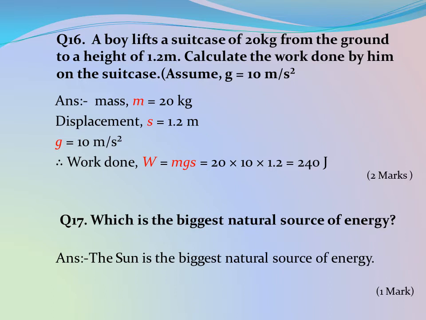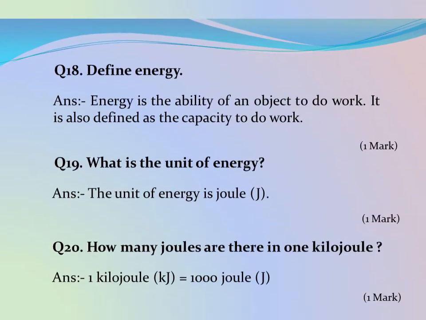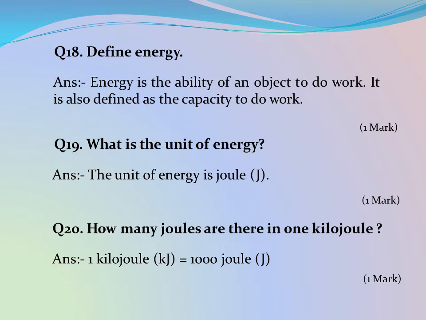Question number 17. Which is the biggest natural source of energy? Answer: the sun is the biggest natural source of energy. Question number 18. Define energy. Answer: energy is the ability of an object to do work. It is also defined as the capacity to do work.